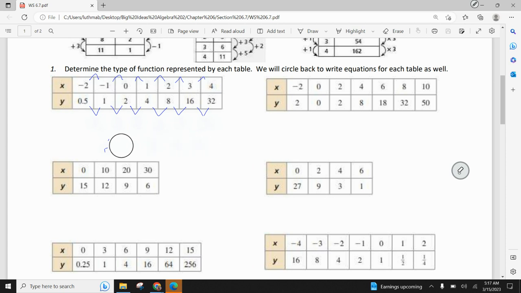And our one last thing to try being, let's see, if we times 2 here, we get 1. If we times 2 here, we get 2. If we times 2 here, times 2 here, times 2 here, times 2 here. That allows us to say that the common ratios are the same. So without a doubt, this first one is exponential.